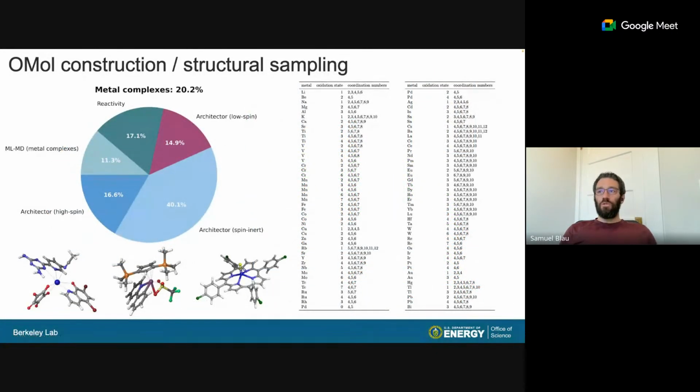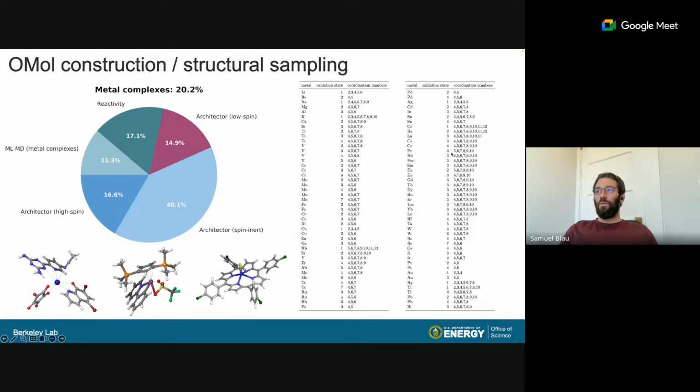We then also were really interested in doing metal complexes. So this is where we get a lot of that periodic table coverage. Now, metal complexes are central to biology, but especially to separations and catalysis and lots of chemistry that I think is going to become really important in technology in the coming decade.